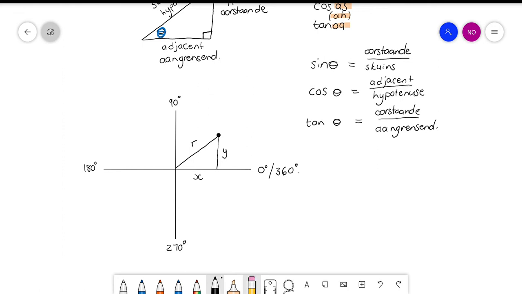Okay. So let's say I have that. What would the X-coordinate be? Or the value of X be? 2. And what would the Y value be? 3. Okay. So let's go and rewrite my 3 functions. So sin van theta gaan ons nou skryf as y op r. Cos van theta gaan ons skryf as x op r. En tan van theta gaan ons skryf as y op x.